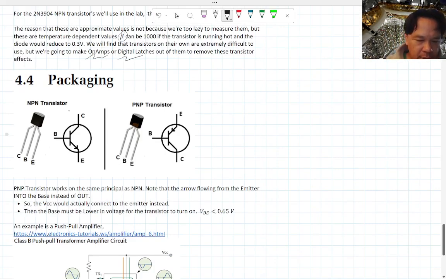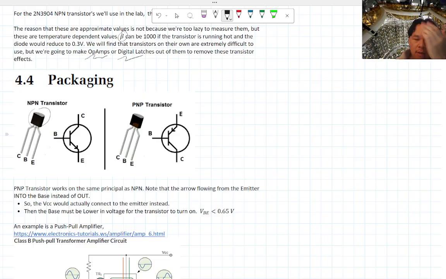So this is the packaging. This is an NPN transistor. Physically, to me, they look like little viruses, actually. They have a little head. One side is flat, the other side is curved.